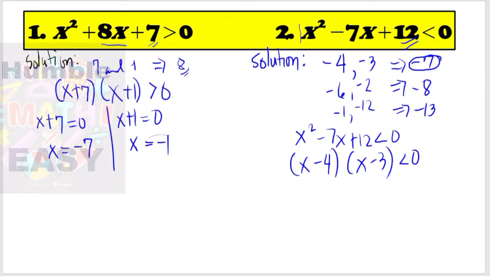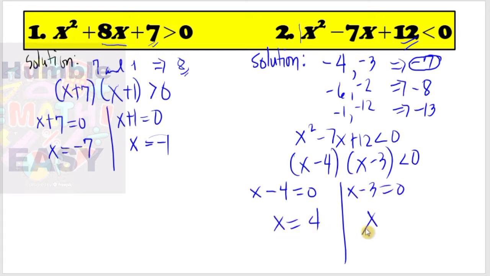And so to go further, we could now set every factor to be 0. X minus 4 equals 0, and the other one is x minus 3 equals 0. So therefore x is equal to 4 and x is equal to 3. So with that we have that one.